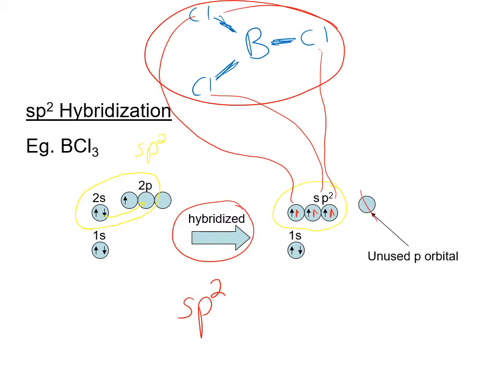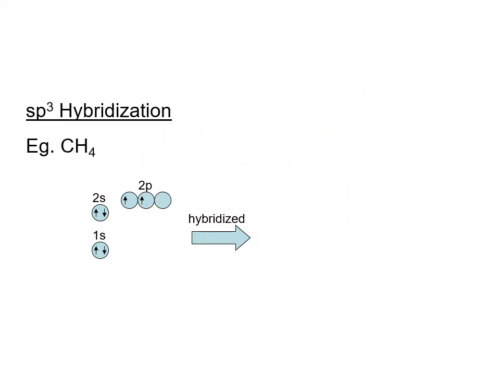And again, we're not using that other p orbital. You don't need to draw it. This is what we want to focus on, the orbitals involved in the bonding of the molecule that we're trying to explain. All right, sp3 hybridization.